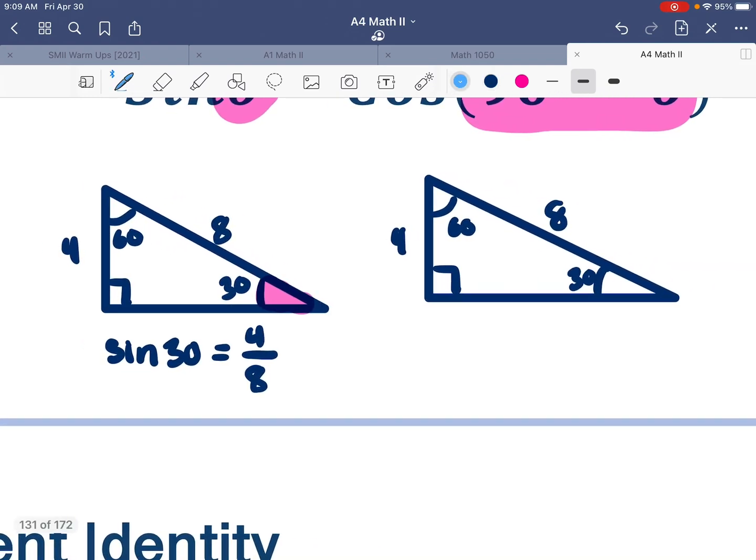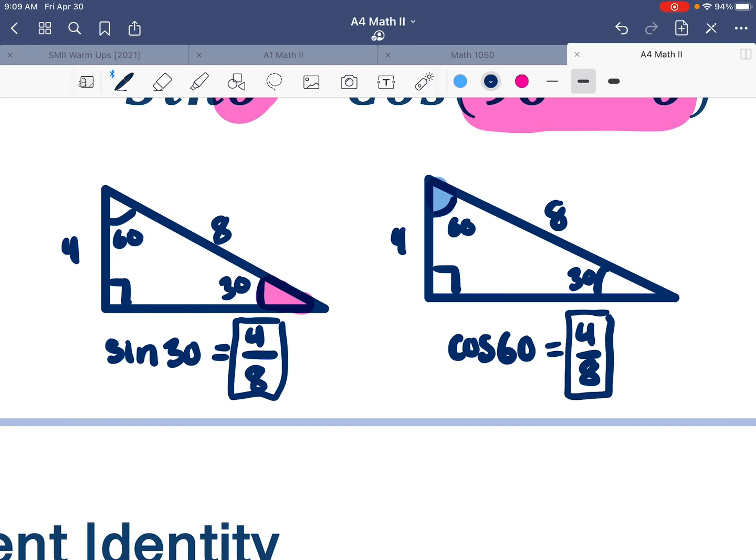And then say we wanted in the same triangle to find cosine of this angle, 60 degrees. Cosine is adjacent over hypotenuse, so cosine of 60 is now 4 over 8. Do you see how if we take sine of one angle and cosine of the other angle, the fraction ends up being the same? And notice that the angles, 30 and 60, are complementary, meaning they add to 90 degrees.